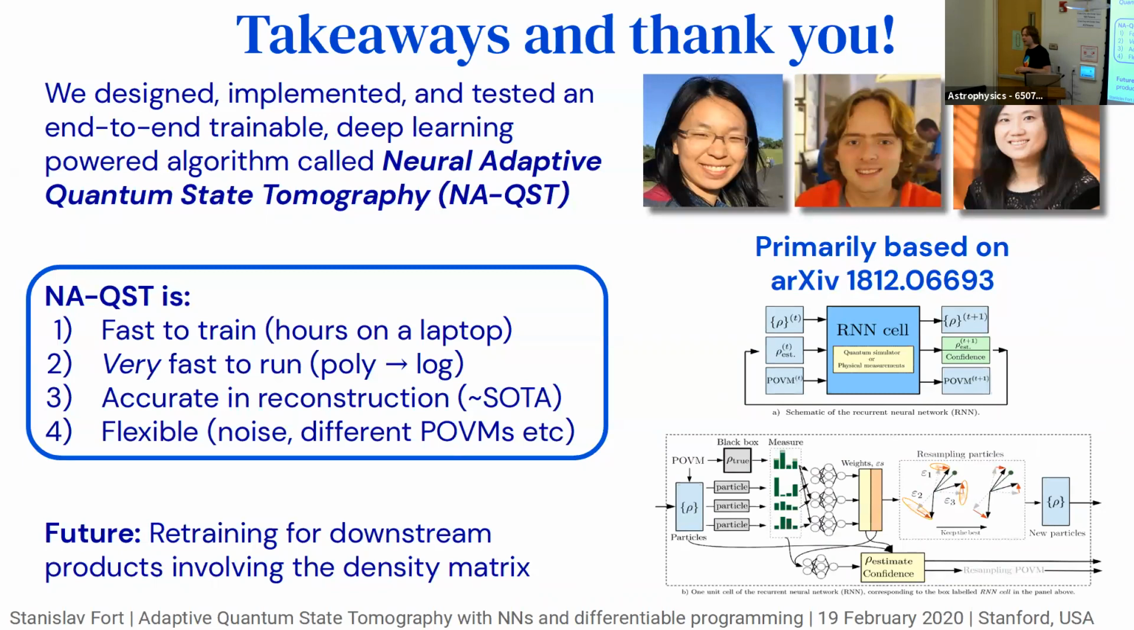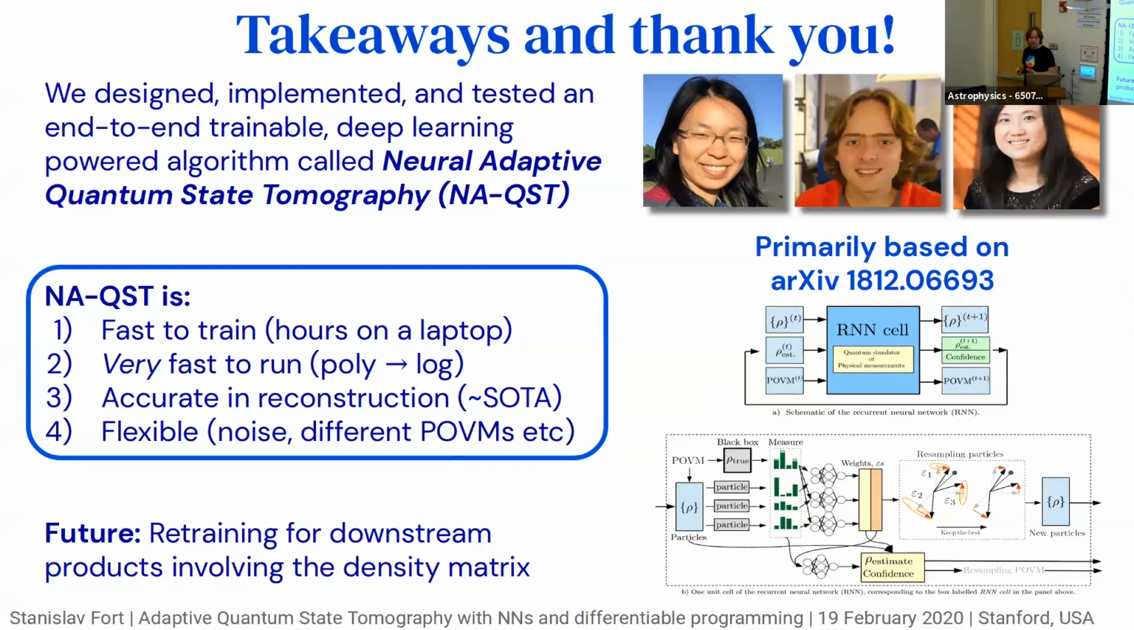You don't need a rack of GPUs to do that. It's very fast to run. We go from polynomial scaling in the competing algorithms to logarithmic scaling in the time complexity of the actual compute used. It's very accurate in reconstruction, comparable to the Bayesian optimal algorithms people developed using theoretical insights and analysis. And it's very flexible. We can retrain for different noise models, for different POVM types, different details of the actual experiments. We can retrain relatively easily, so that gives us a lot of flexibility.